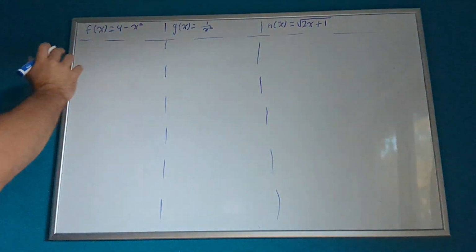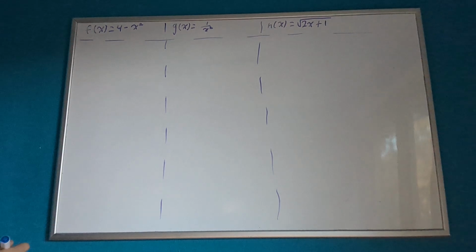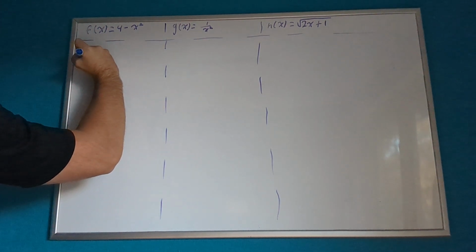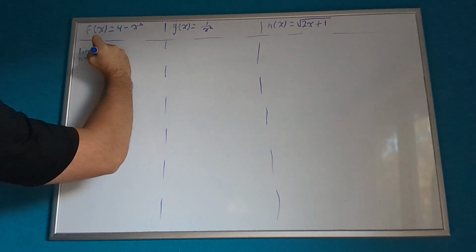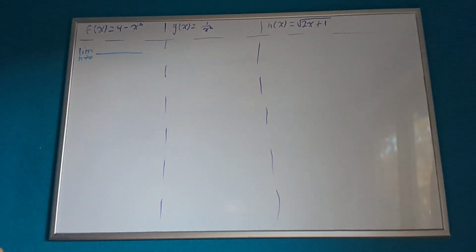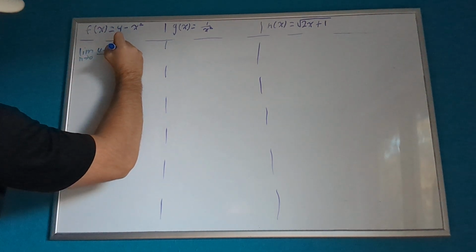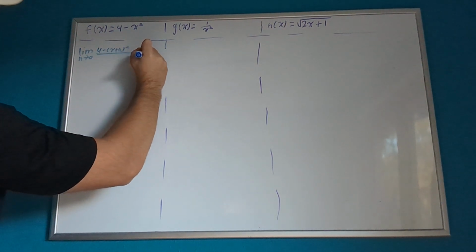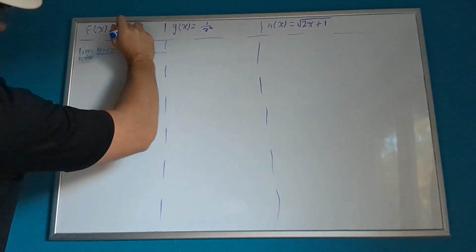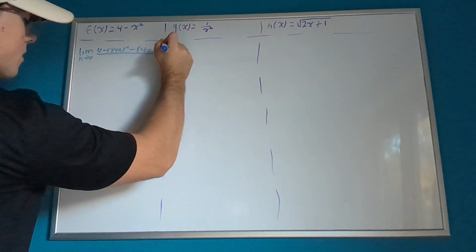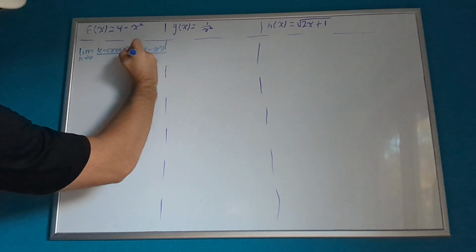So here we have our first function, which is f of x equals 4 minus x squared. So we're going to take the limit as h approaches 0 of f of x plus h. So wherever we see x, we're going to replace that with x plus h. So we get 4 minus x plus h squared. And then we're going to have minus f of x, so minus 4 minus x squared. Then divide that by h.